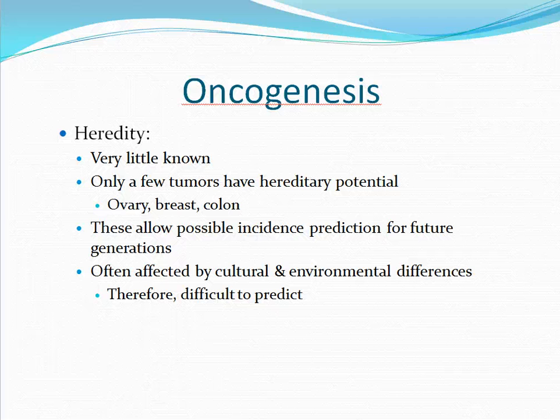One factor that plays a role in oncogenesis is heredity. Unfortunately, very little is known about the hereditary influence on oncogenesis. Only a few tumors have hereditary potential. These include ovary, breast, and colon. These types of cancers will allow possible incidence prediction for future generations. Many times, these tumors are affected by cultural and environmental differences, so it becomes very difficult to predict.